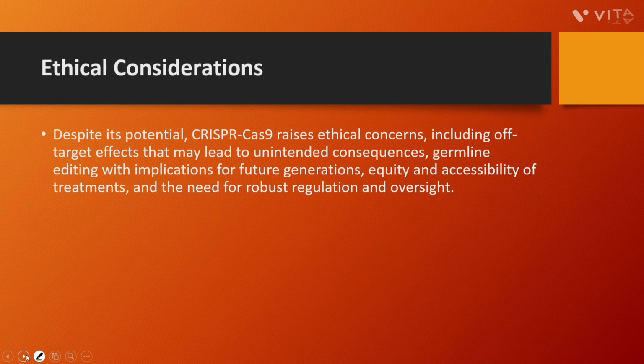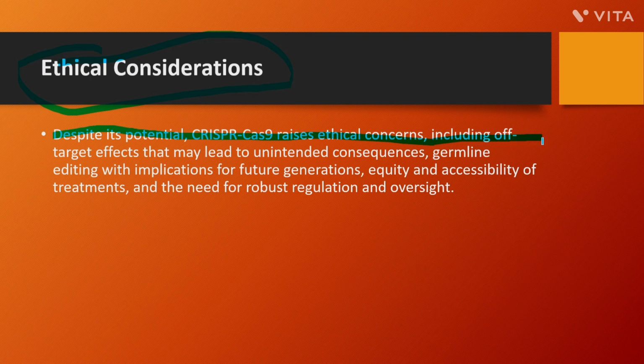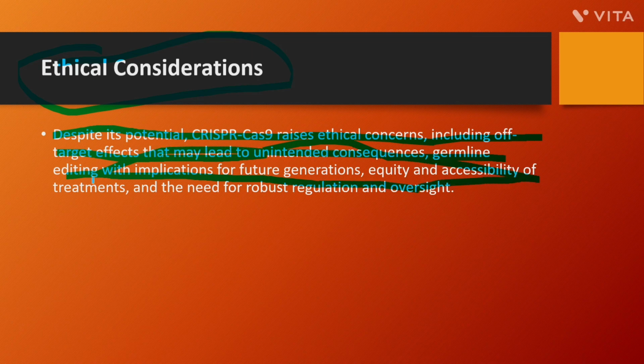Now, let us see the ethical considerations. Despite its potential, CRISPR-Cas9 raises ethical concerns, including off-target effects that may lead to unintended consequences, germline editing with implications for future generations, equity and accessibility of treatments, and the need for robust regulation and oversight.